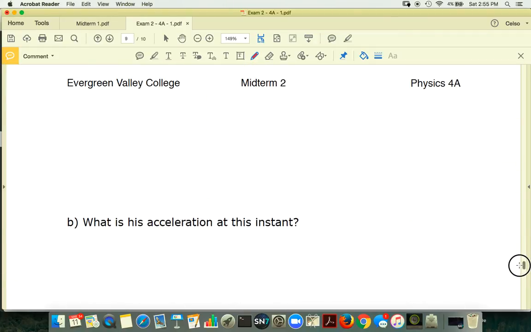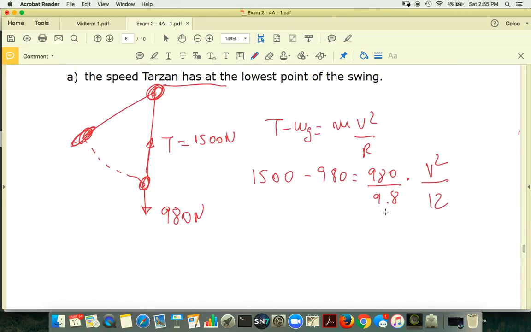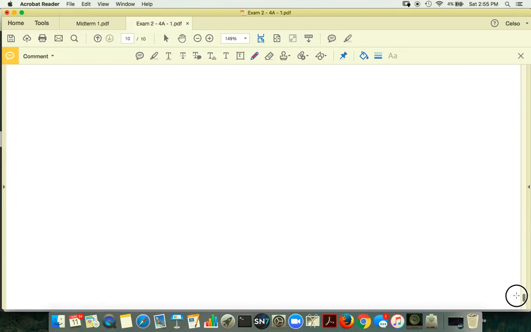What is the acceleration? His acceleration is the centripetal acceleration. Right there. That's it. Done. Okay, and that's the exam.